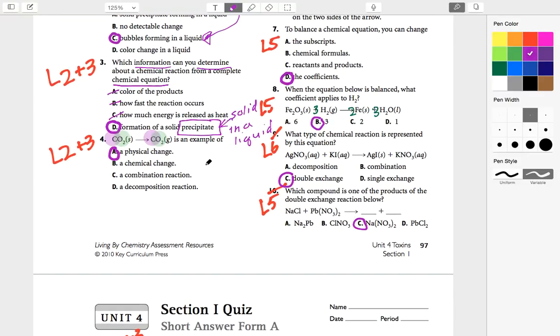All right, so this is a continuation of your Open Notes quiz review. Let's start with question number 7. Question number 7 says, to balance a chemical equation, you can change the coefficients. The coefficient is just the number in front of your molecule or compound in a chemical reaction. It's just something you need to memorize. So that's number 7. Number 8, when the reaction below is balanced, what coefficient applies to H2?